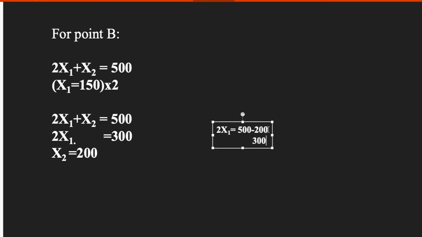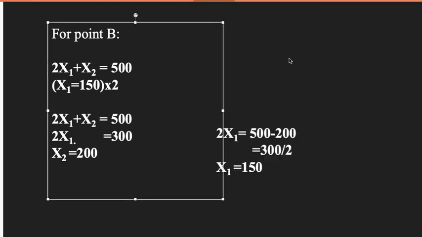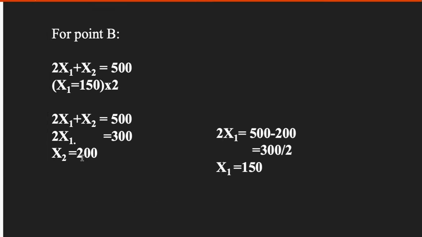Then we have 2x1 is equal to 300. x1 is equal to this 300 divided by 2. So 300 divided by 2 is how much? It is 150. That means x1 is equal to 150 here. So we are going to take x1 is equal to 150. Fine. Now what we got here, x2 is how much?